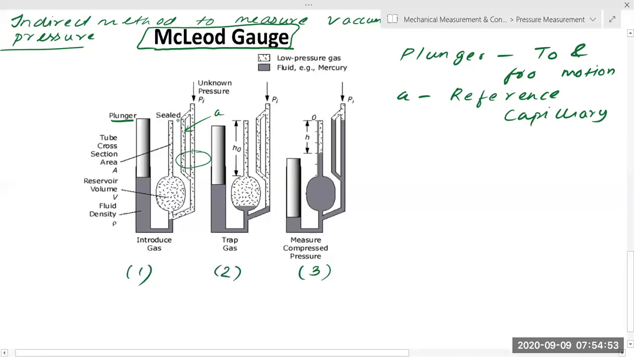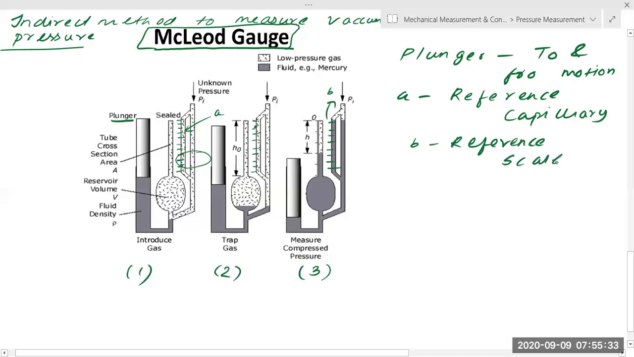Now in the reference capillary there will be a mark on one side, and this mark is a scale. This mark is available everywhere. If I name it B, this is a measuring scale, or you can say a reference scale, which is part of the reference capillary only.